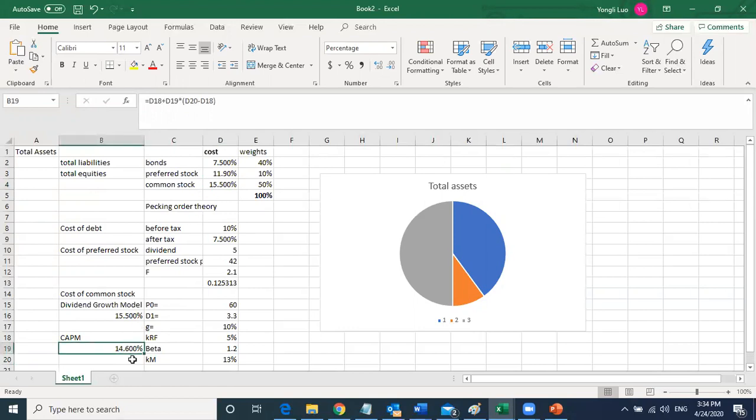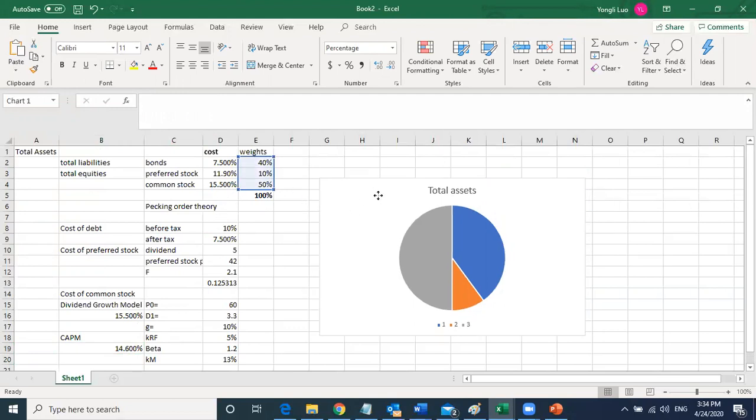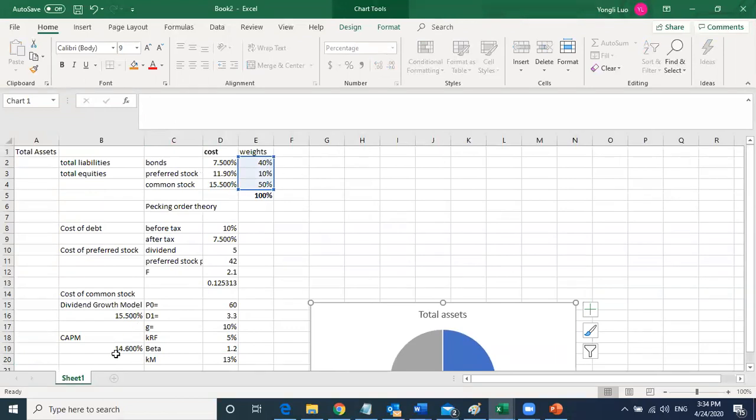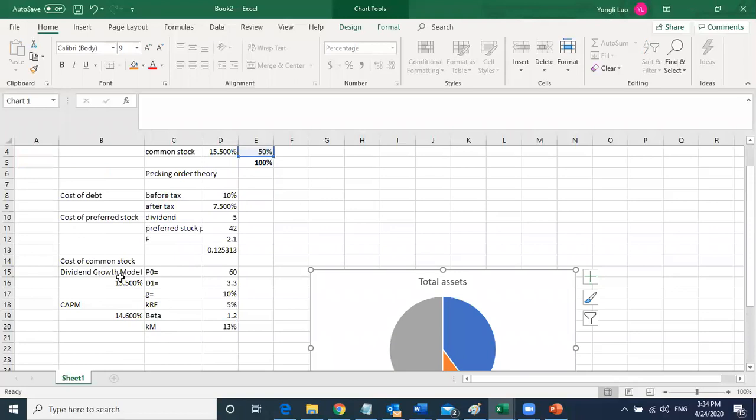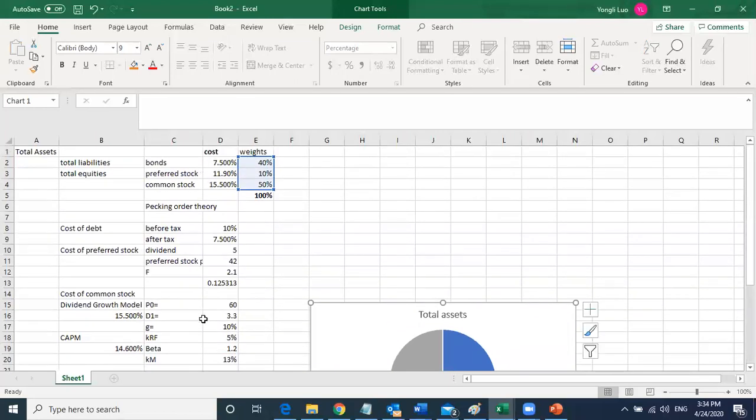So for the cost of common equity, you could use this one or this one. Which one you're supposed to use is based on the information you have. Sometimes they give you the dividend growth rate, sometimes they give you beta. So different types of information will give you different common stock returns.